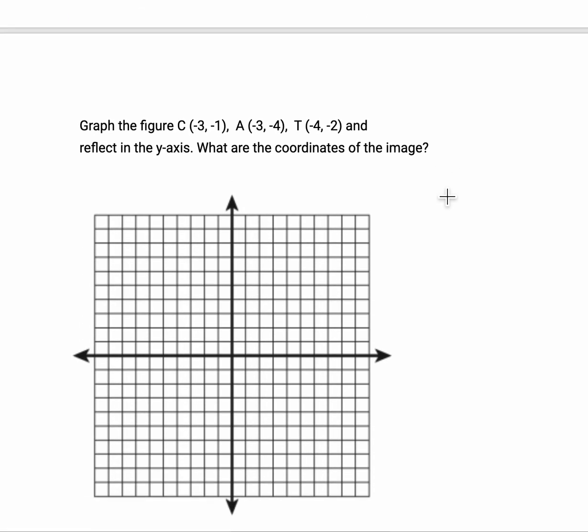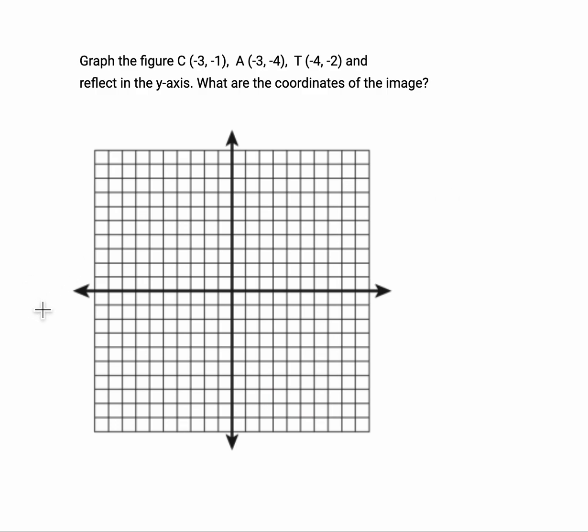All right, let's try another one. Now, they do get kind of tricky, so I'm going to grab my regular pencil and graph the figure CAT. I'm going to graph CAT on the coordinate grid and reflect it in the y-axis. What are the coordinates of the image? So the image, remember, will be C'A'T'. That's the image with our primes to show that it's the image. And I'm going to put my coordinate pairs in just to kind of help me organize my thinking. So I need coordinate pairs for each of those.